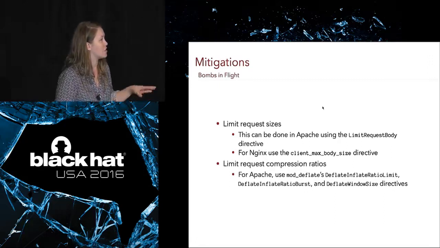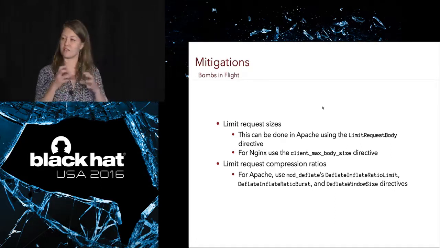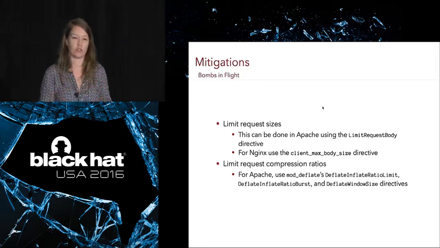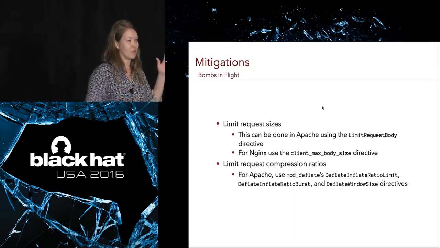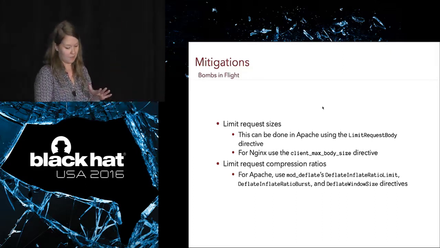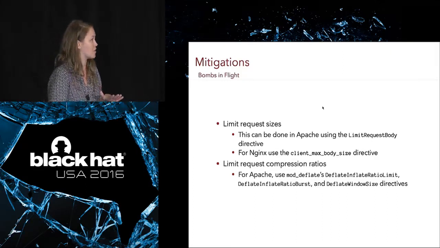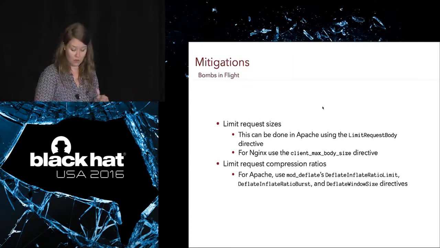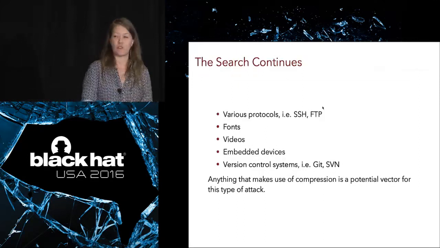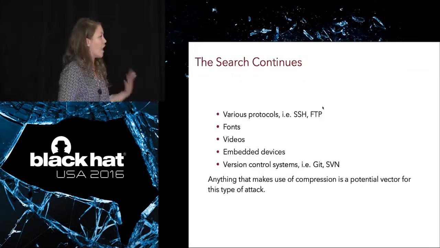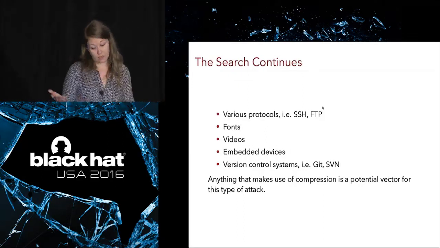But in addition to that, you need to limit or place a maximum on the compression ratio that you're going to accept. Because even if the request size is within those limitations, obviously they could have just upped the ratio itself. And so they're still sending you the world and killing you. So those are the three major types. You've got HTTP bombs, you've got image bombs, and then you also have the zip bombs.